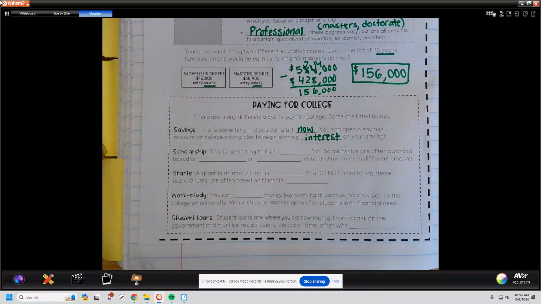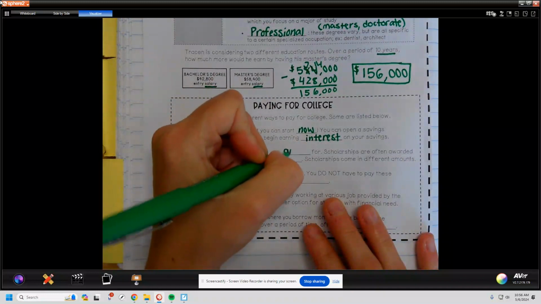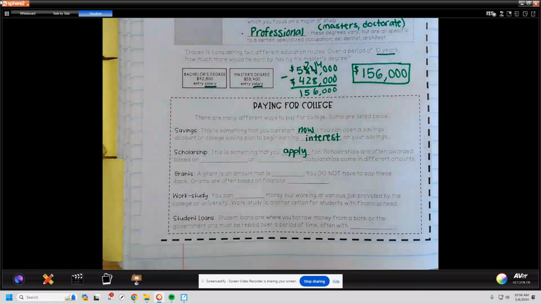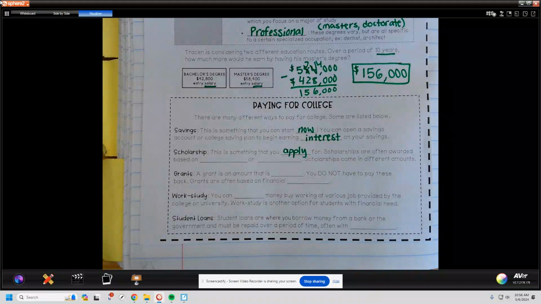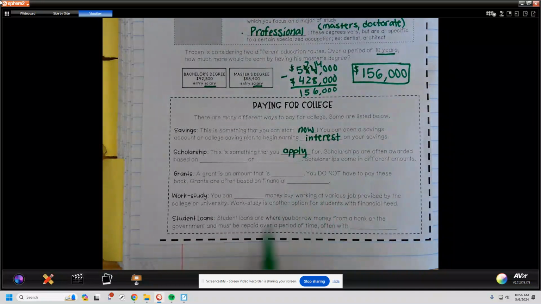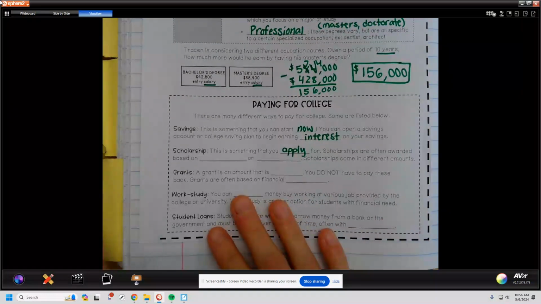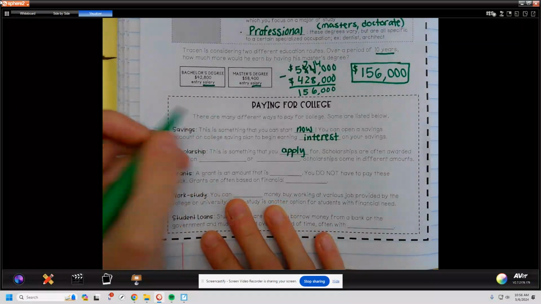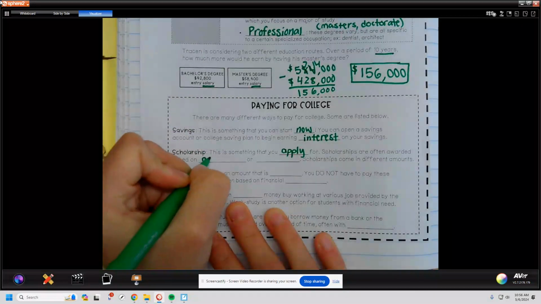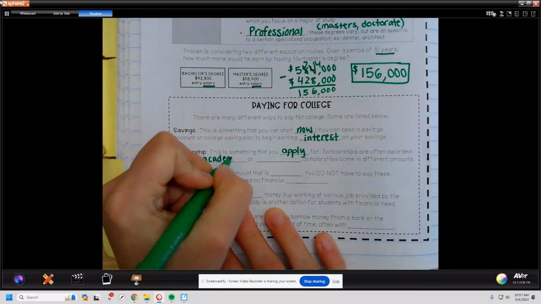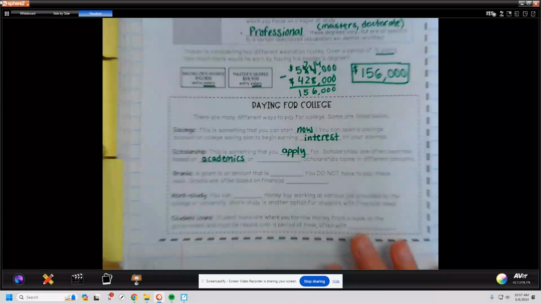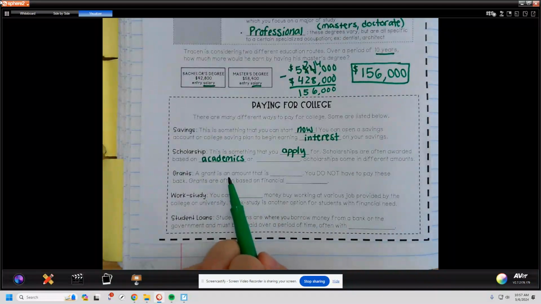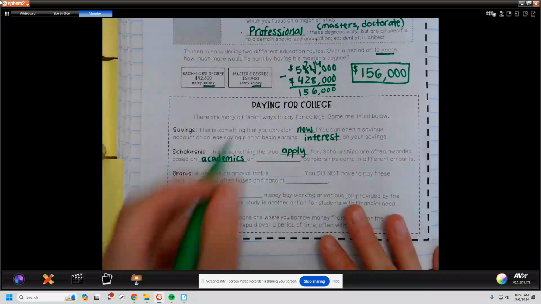Another thing, maybe you've heard this word before, is a scholarship. That's something that you apply for. Not everybody gets a scholarship. You kind of have to win it. You apply and they read all the applications and decide who's going to get the scholarship. When you're in high school, you'll learn more about this. Basically, a lot of scholarships are awarded based on academics, like based on your grades. So if you get good grades, you'll be more likely to get a scholarship.